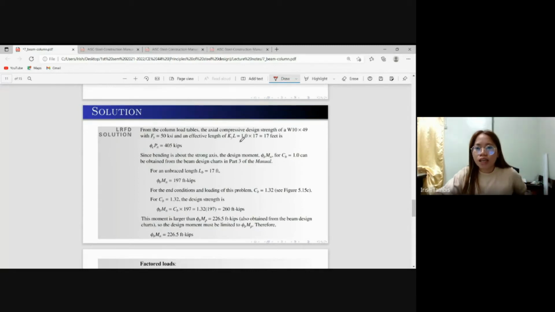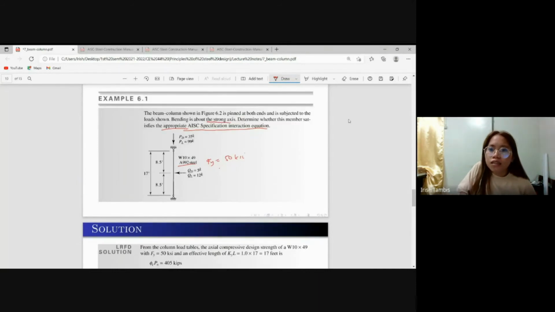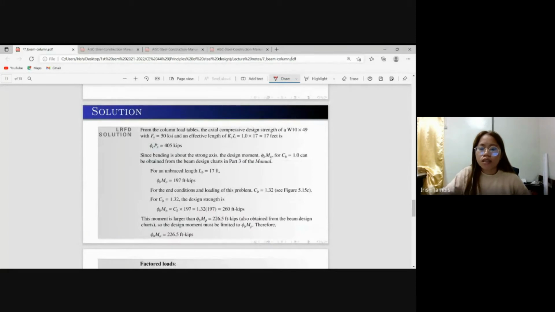50 KSI and effective length. Okay, tanaw ninyo pin at both ends, meaning the K of this beam column is equal to 1.0, di ba? For pin at both ends. So, the effective length, K times L, will be equal to 1.0 times the length, this 17 feet. So that KL is 1.0 times 17 is 17 feet.